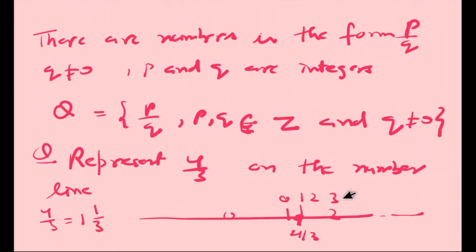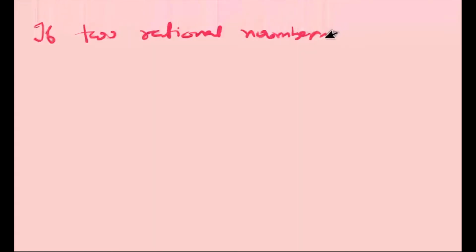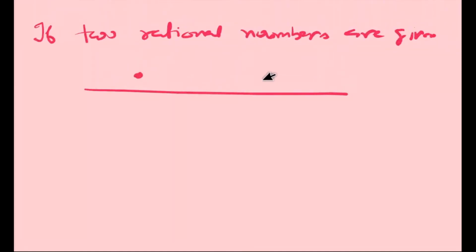Right. Now we will learn here, if two rational numbers are given, let there be two rational numbers.